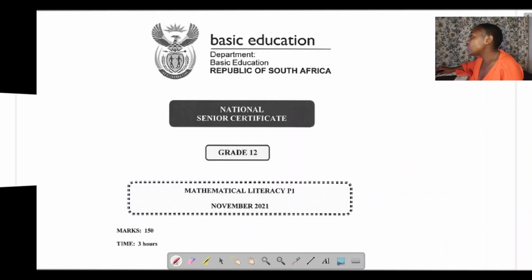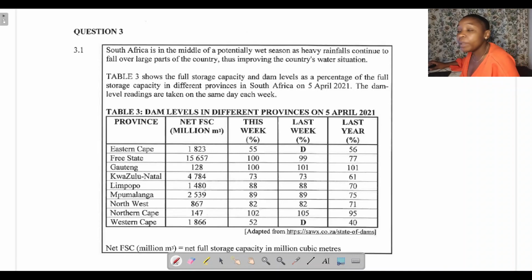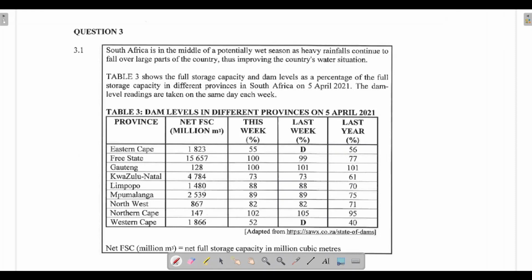Alright guys, so like I mentioned in today's video tutorial, we are going to be going through question 3.1, and like I said, we are basically going to be using this table that is given to us, and we are going to be answering questions based on table 3. South Africa is in the middle of a potentially wet season as heavy rainfall continued to fall over large parts of the country, thus improving the country's water situation. So we're having heavy rainfall over large parts of the country, and this is improving the country's water situation.